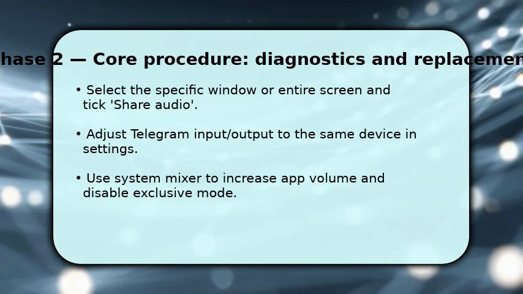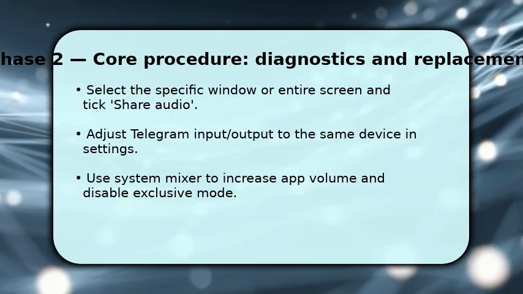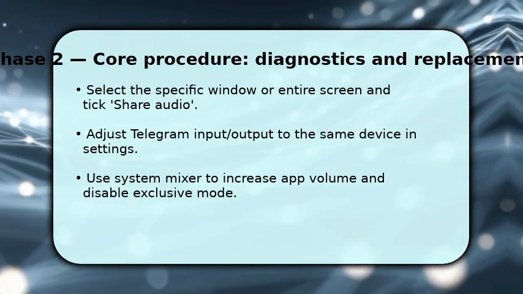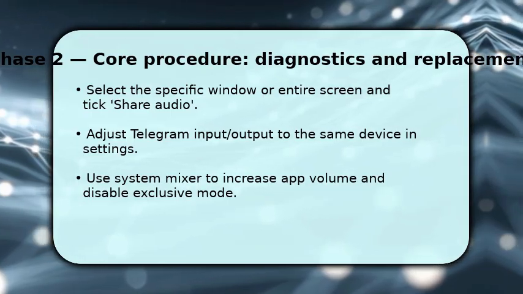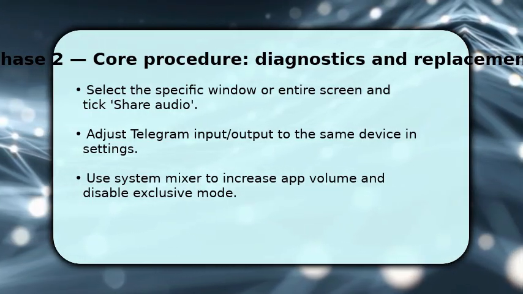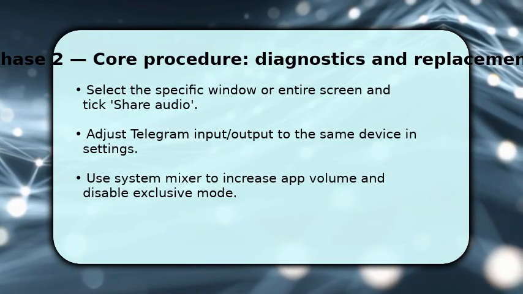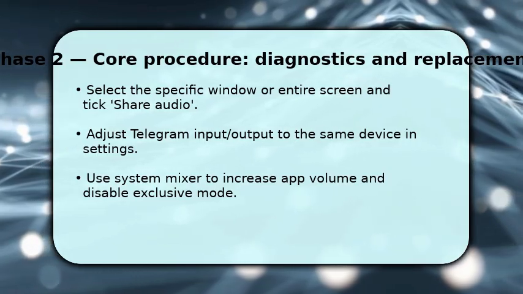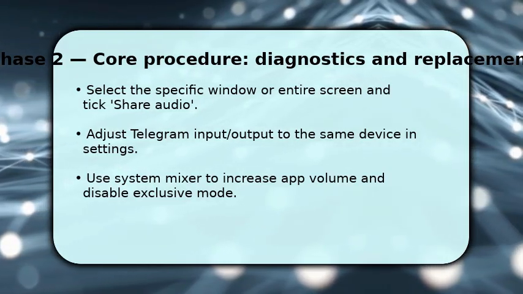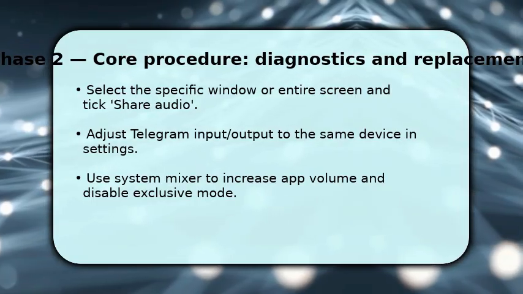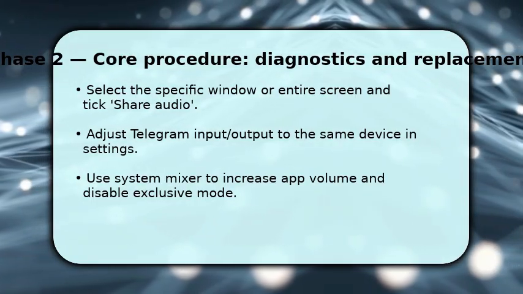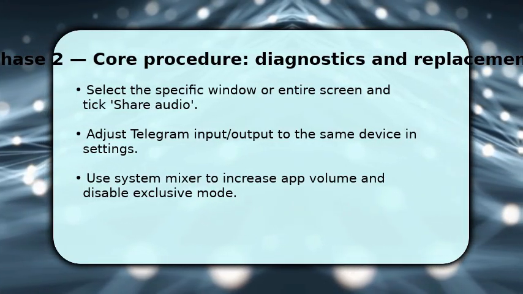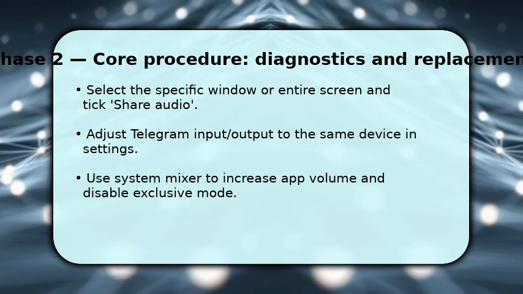Next, focus on routing so Telegram actually embeds system sound into the stream. Choose to share a specific window or the whole screen and check the Share Audio box. This tells Telegram to capture system output. Then, open Telegram settings and set both input and output to the device you're using. Mismatched devices cause silence. Also, go to your system sound mixer, raise Telegram's volume, and disable any exclusive mode that prevents other apps from hearing the audio, because conflicts are a common cause of failure.